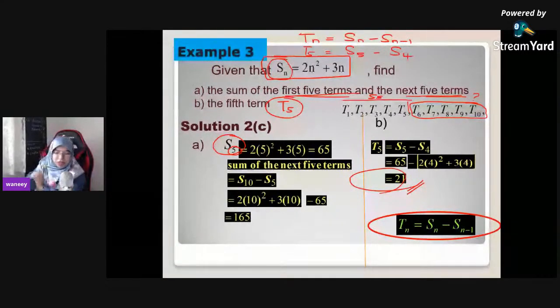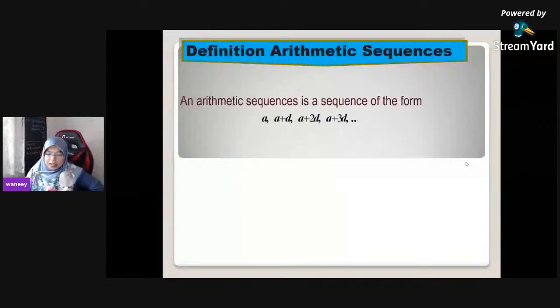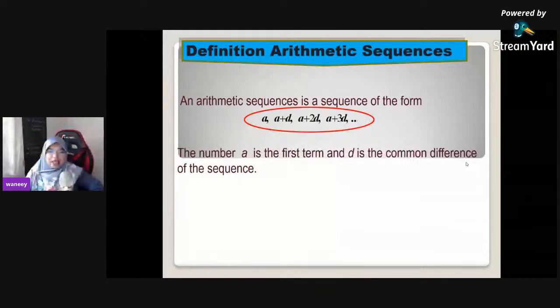Okay, so now let us proceed to arithmetic sequences. Definition of an arithmetic sequence: an arithmetic sequence is a sequence of the form A, A plus D, A plus 2D, A plus 3D, and so on. So what is A? A is the first term and D is the common difference of the sequence.